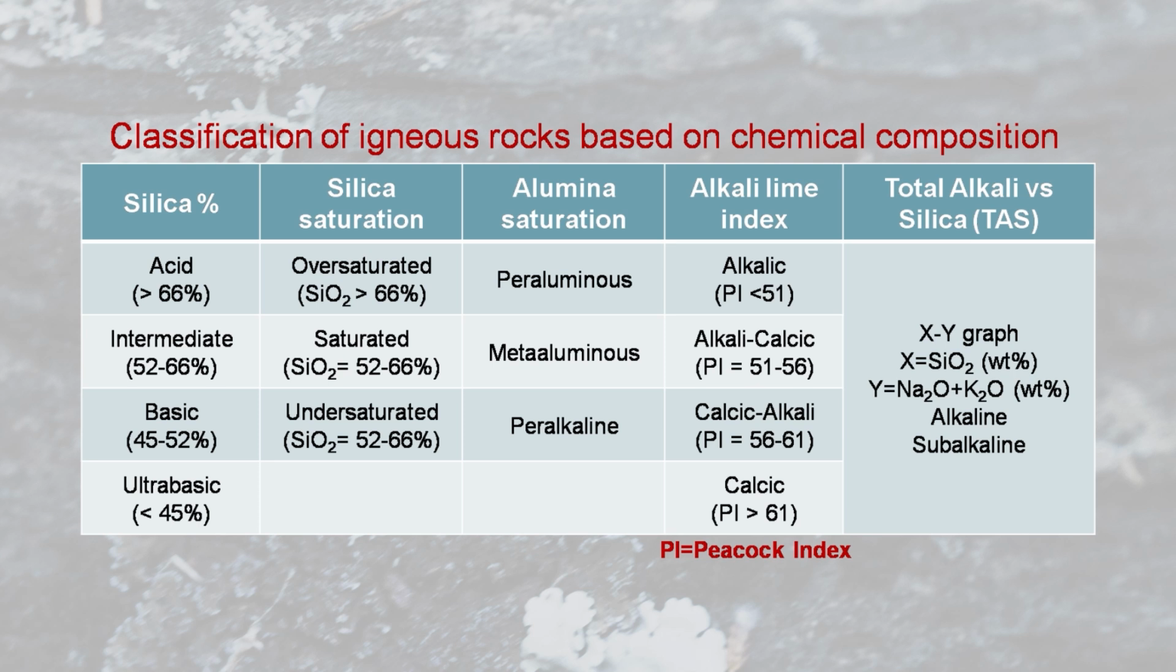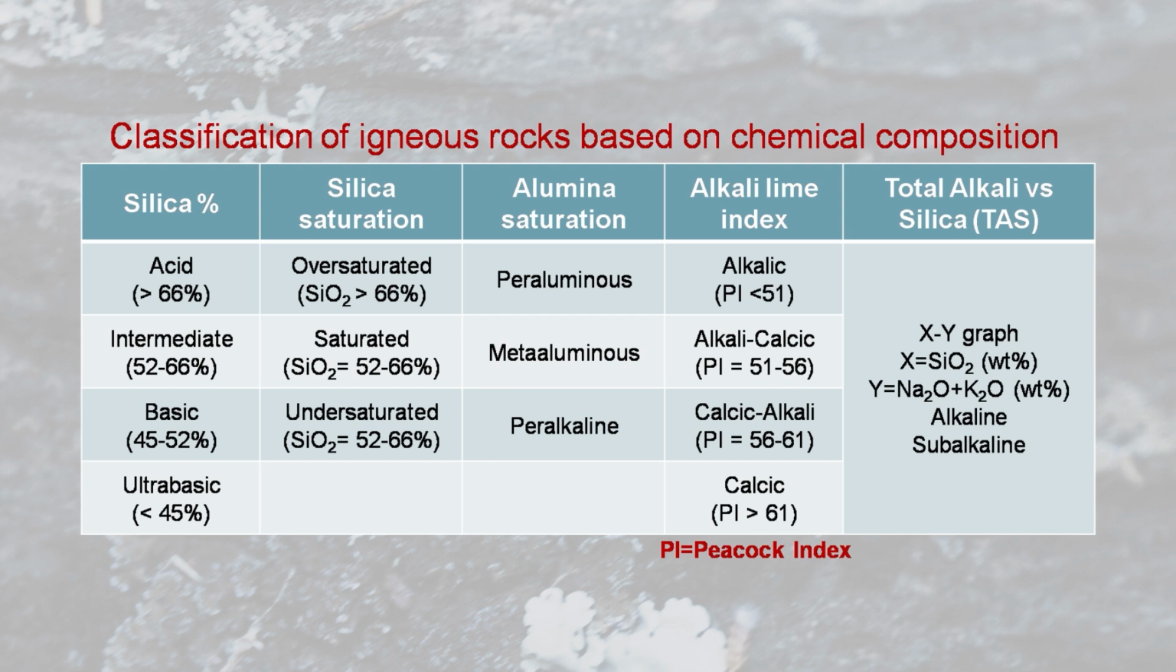So in summary, we have the classification of igneous rocks based on chemical composition. First one is the silica percentage, where we have acid igneous rock which is having silica percentage more than 66%. Then we have intermediate igneous rocks which is having silica percentage lying between 52 to 66%. Then we have the basic igneous rock where the silica percentage lies between 45 to 52%. And we have the ultra basic rock where we have less than 45% of silica.